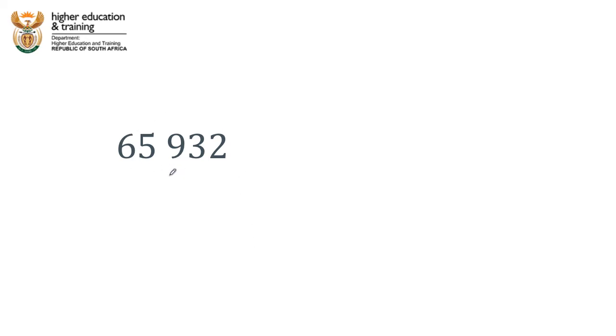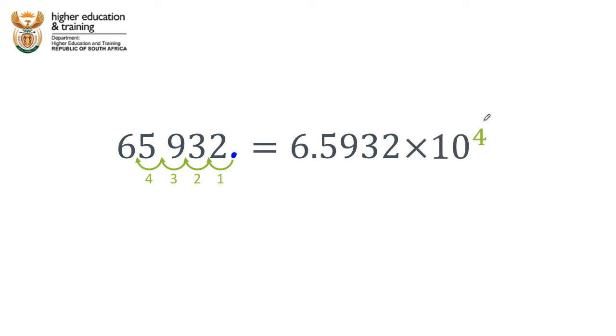65,932. It's a smallish number. We probably wouldn't, in most cases, bother to write this in scientific notation, but it's just a nice example to work with now. So let's have a look at that. The decimal point, remember, is over here. We're going to move it one place, two, three, four places over to the left. That means that this number can actually be rewritten as 6.5932 times 10 to the power 4. We move the decimal point four places to the left, therefore the exponent is an exponent of 4.